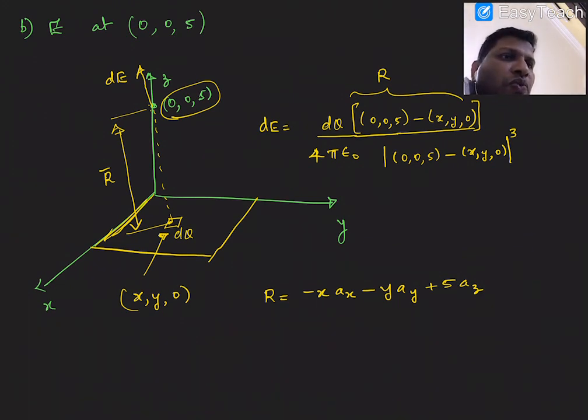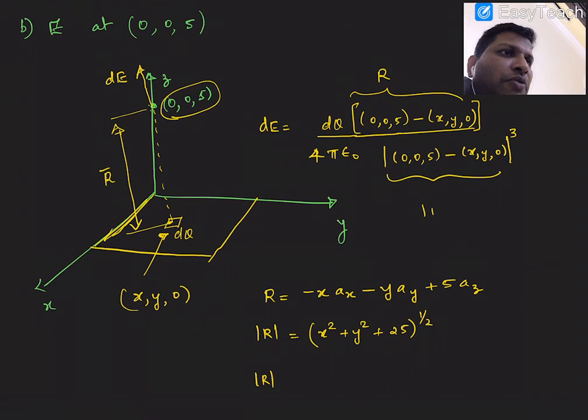So what will be the magnitude of this? Magnitude of this will be (x square plus y square, because minus x square will be x square, so plus 25) whole power 1 by 2. So what will be the magnitude of r? So what is this?